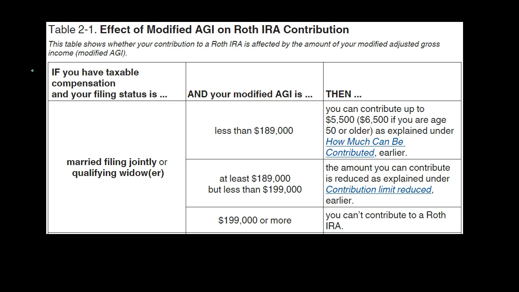If you have taxable compensation and your filing status is, then we'll list the filing status, and your modified AGI is, then we'll have this item here, then the consequences. That'll be the format of the table.